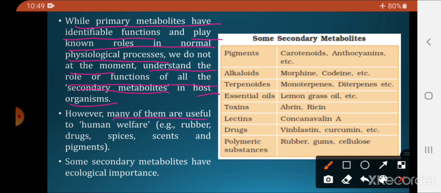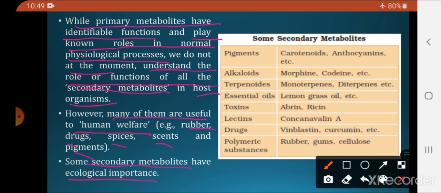However, many of them are useful to human welfare. हाँ, वो जो सेकेंडरी मेटाबोलाइट्स है वो ह्यूमन बींग्स को हेल्पफुल है, लेकिन जो प्लांट में, माइक्रोब्स में या फंगस में प्रेजेंट है, उनमें उनका क्या फंक्शन है वो नोन नहीं है. Example, rubber is useful, drugs, spices, scents, pigments, they are all useful to human beings. Some of the secondary metabolites also have the ecological importance.